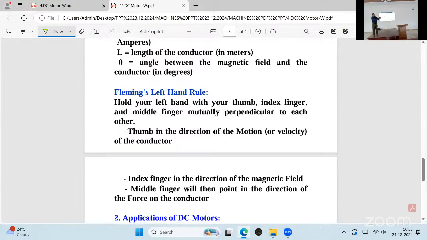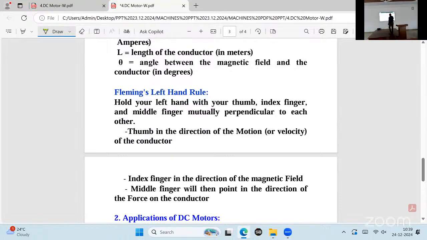The index finger shows the direction of the magnetic field. The middle finger shows the current through the armature. The thumb indicates clockwise or anti-clockwise, so we will know the direction of rotation. So this is for the 10 marks question.